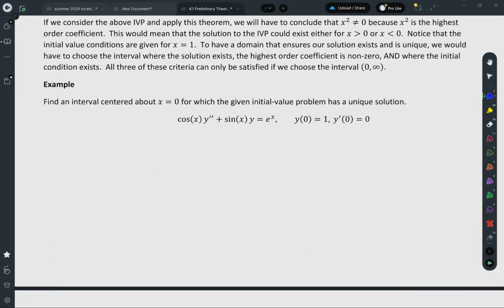We want to find an interval centered about x equals 0 for which the given initial value problem has a unique solution. Okay? So our IVP is cosine of x times y double prime, plus sine of x times y, is equal to e to the x. The conditions given are y of 0 is equal to 1 and y prime of 0 is equal to 0. So what we need to hone in on is the highest order coefficient, right? The theorem says that cosine of x, that's our highest order coefficient, cannot be 0.